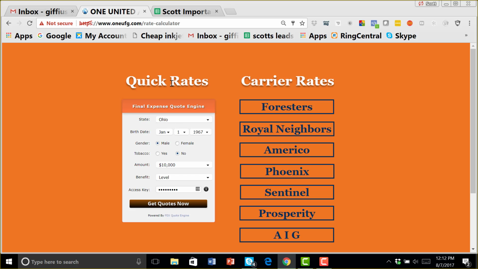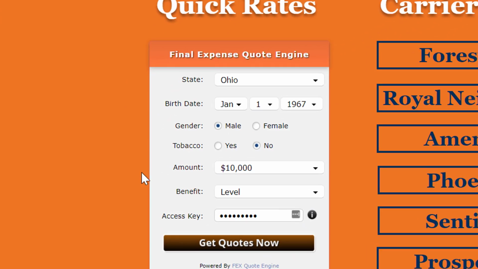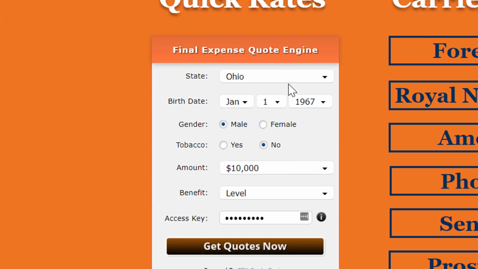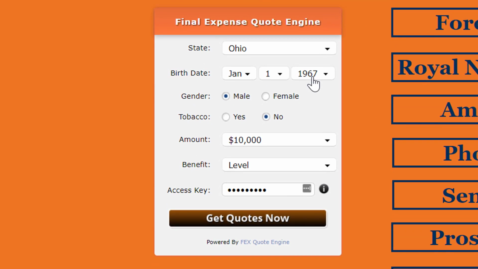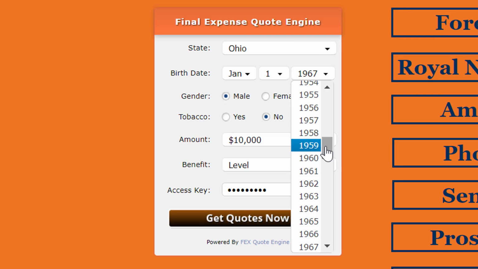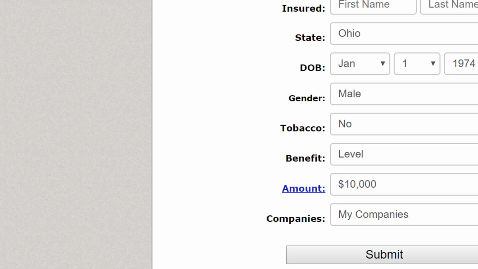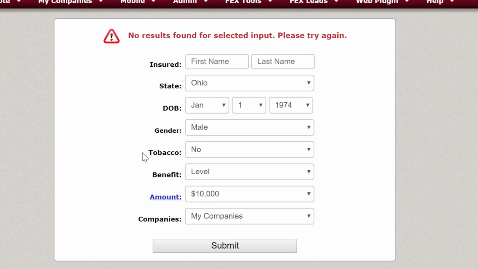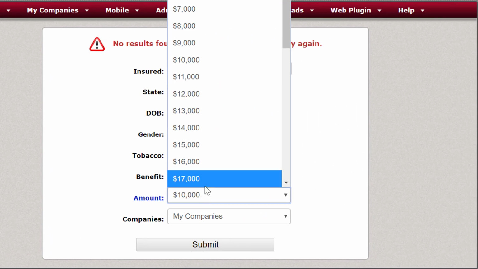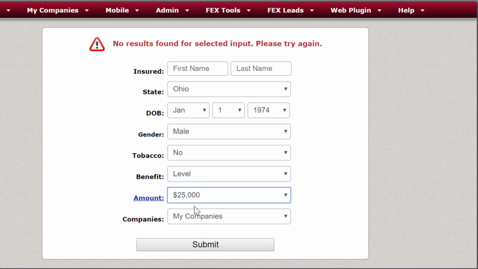Now, a quick reminder on this rate calculator. Whenever you're inputting the rates, we use Ohio here, but let's say you've got somebody under 50 years old. So we'll go with 74, male, no. If you put in 10,000 there and you keep it at level, and you go to quick get quotes, you're not going to find anybody. What you want to do there is first increase the amount and see if that'll help.